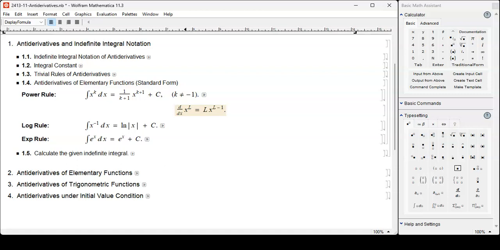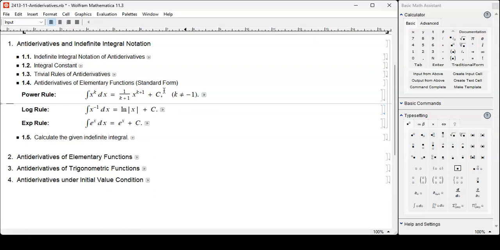Antiderivative computation, we go precisely backward. Add 1 and then divide. We used to multiply by the power and subtract 1 from the power. Here, add 1 to the power and divide by the power. Precisely backward.